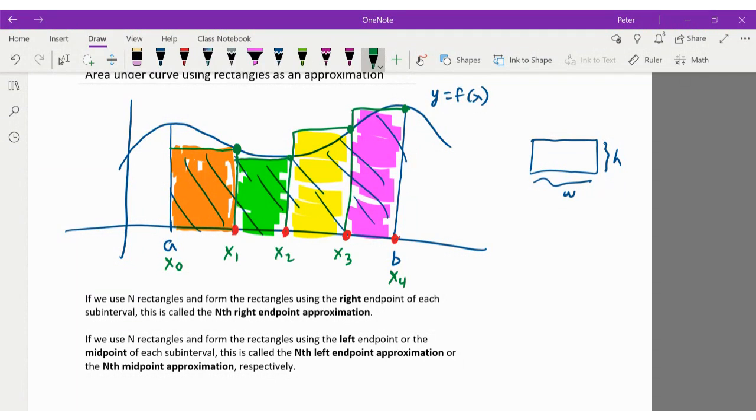So the four subintervals can be described as x0 to x1, x1 to x2, x2 to x3, and x3 to x4. Those are the four subintervals.